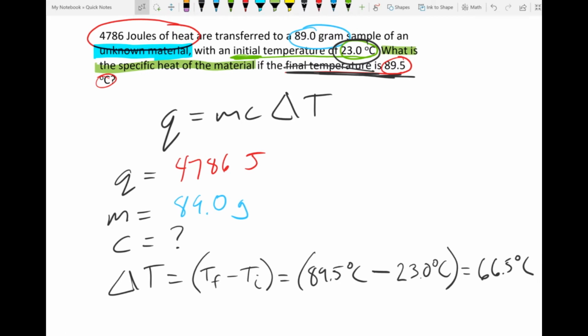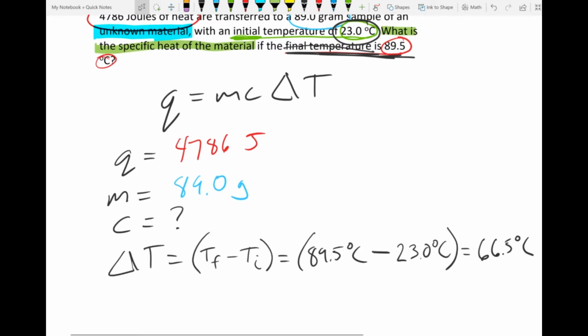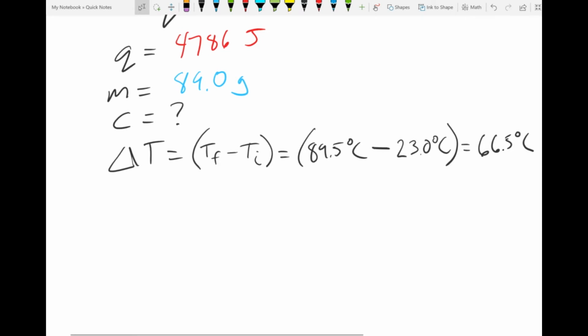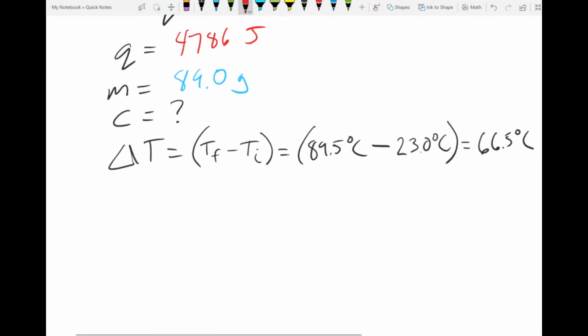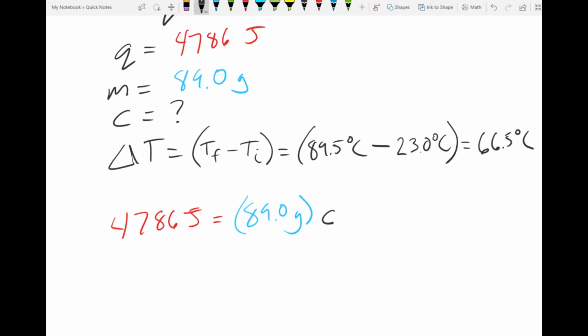Okay, so we now have every single thing that we need. All we got to do now really is just plug stuff into the equation and then continue from there. So to remake the equation given the numbers that we have, well, we know Q is 4,786 joules, and Q is always equal to mass times specific heat times change in temperature. So we know the mass. The mass is 89.0 grams. We do not know the specific heat, so I'm going to write that as C. And then finally, we definitely know the change in temperature. The change in temperature is just 66.5 degrees Celsius.